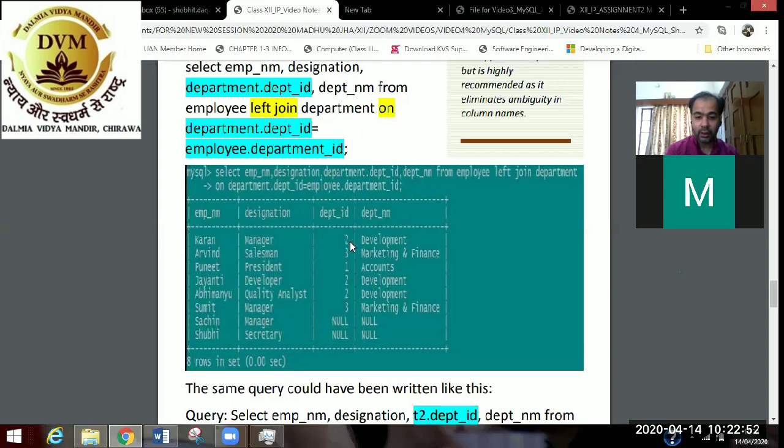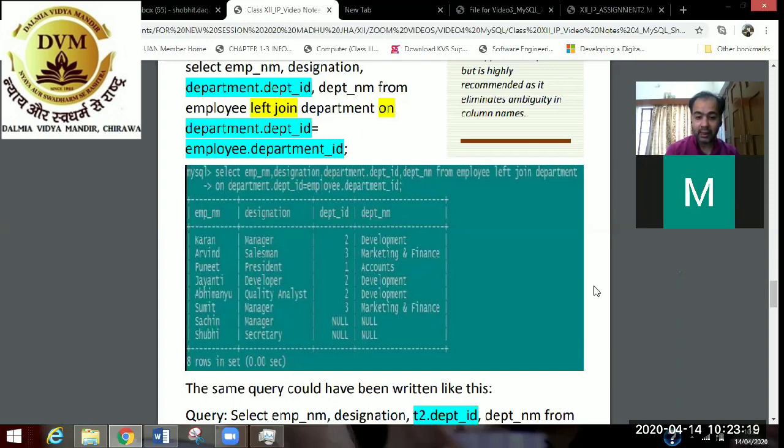And we only have 2, 3, 1, 2, 2, 3, that is, the matching values from the left table, because Sachin and Shubhi both had 7 as their department ID, which is not present in the department ID column of the department table. So we have null in the result.